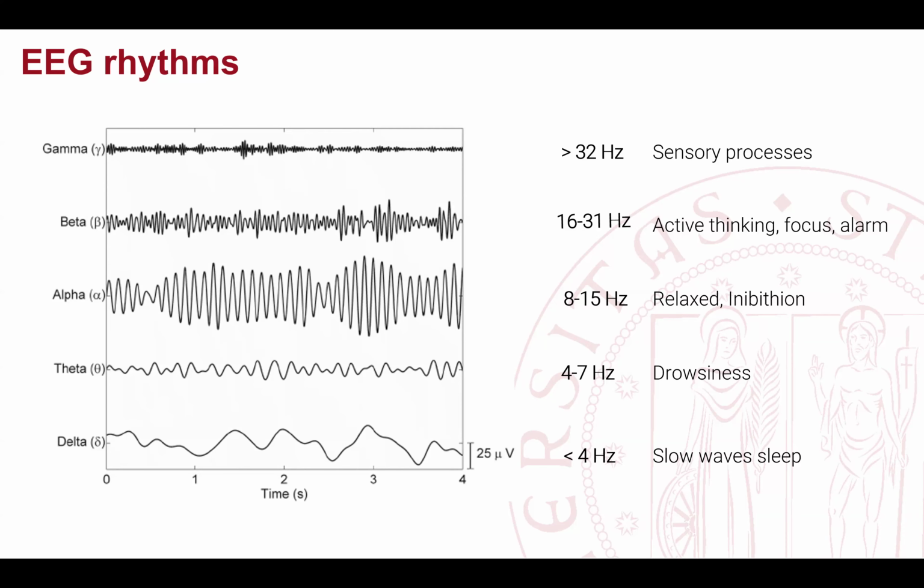The last rhythms are all the EEG signal above 32 hertz. Actually, normally it would be better to say above 40 hertz, because normally 32 is still beta for me. But in the neuroscientific literature, you find a little bit of discordance. Let's say the higher frequency rhythms are the gamma rhythms. These are not related to sensory processes, but they are really hard to measure.